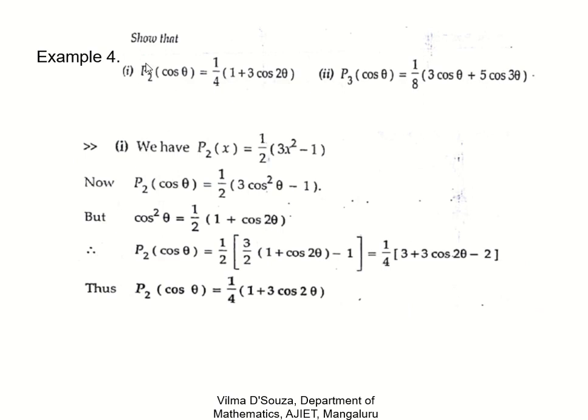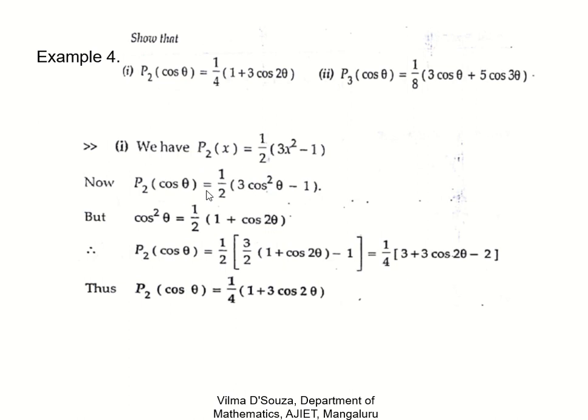Take one more example. Show that p2 of cos theta is 1 by 4 into 1 plus 3 cos 2 theta, and p3 of cos theta is equal to 1 by 8 into 3 cos theta plus 5 cos 3 theta. Okay, now you know what is p2 of x and p3 of x. In that, substitute x is equal to cos theta. So p2 of x is equal to half into 3x square minus 1.